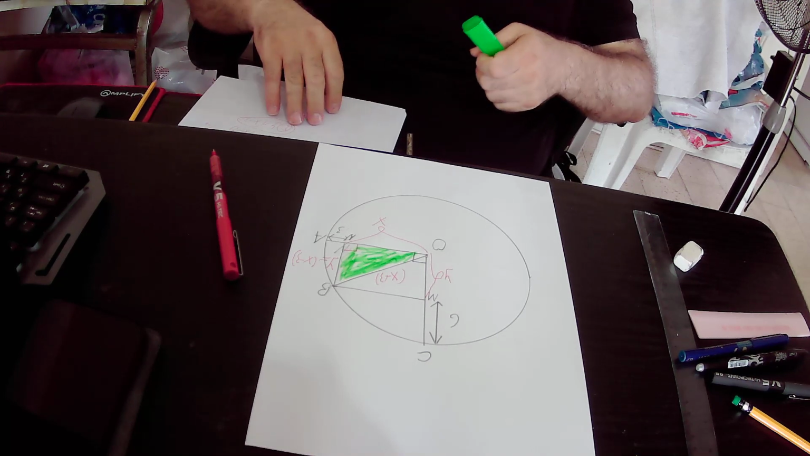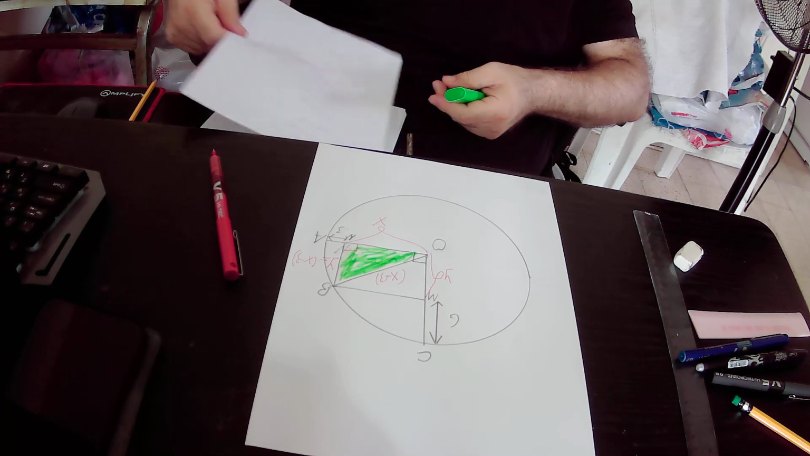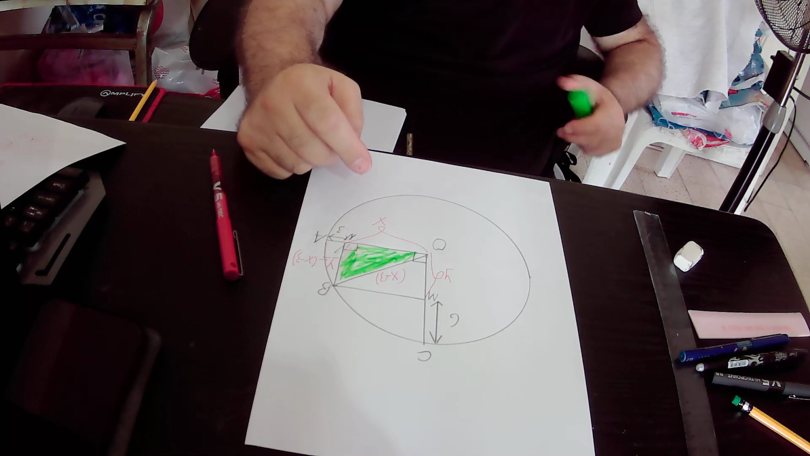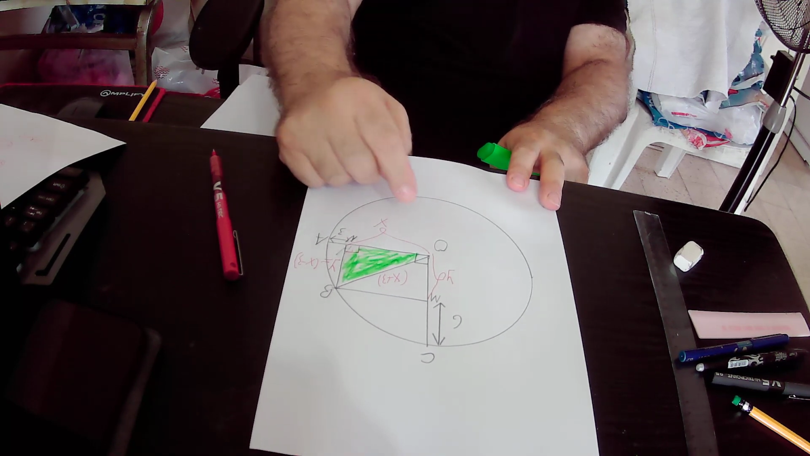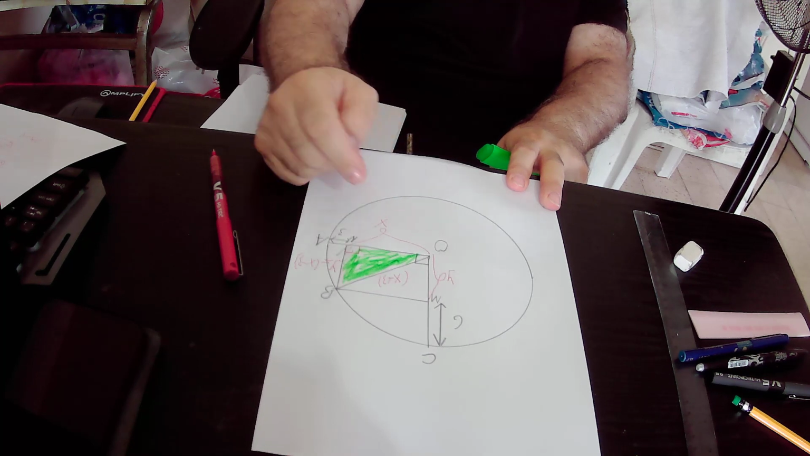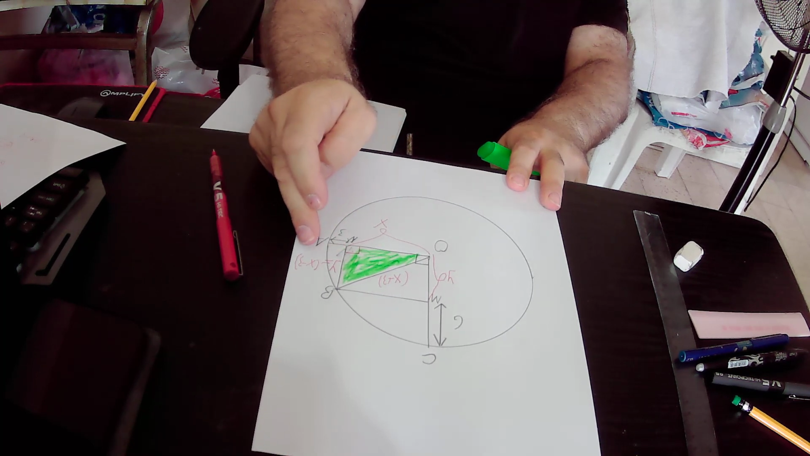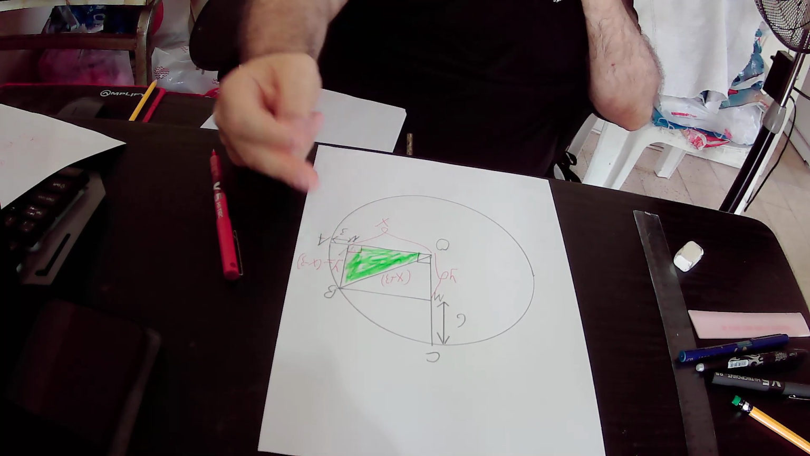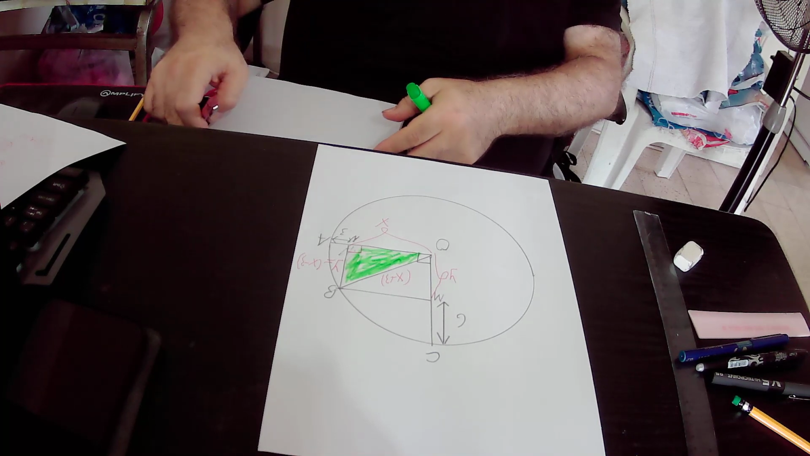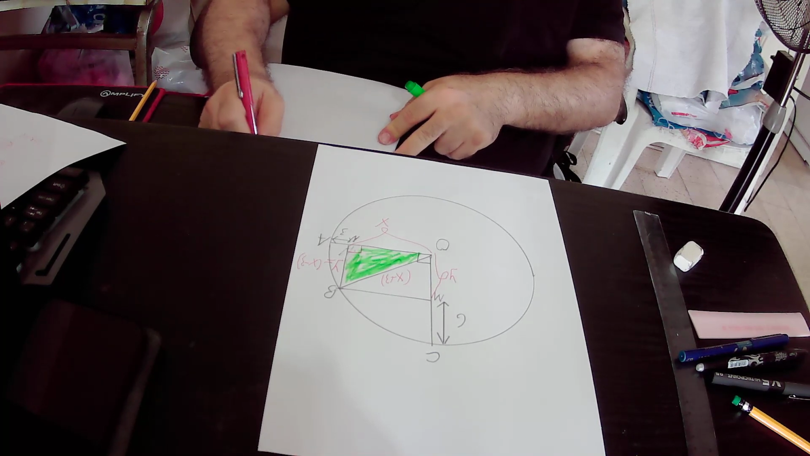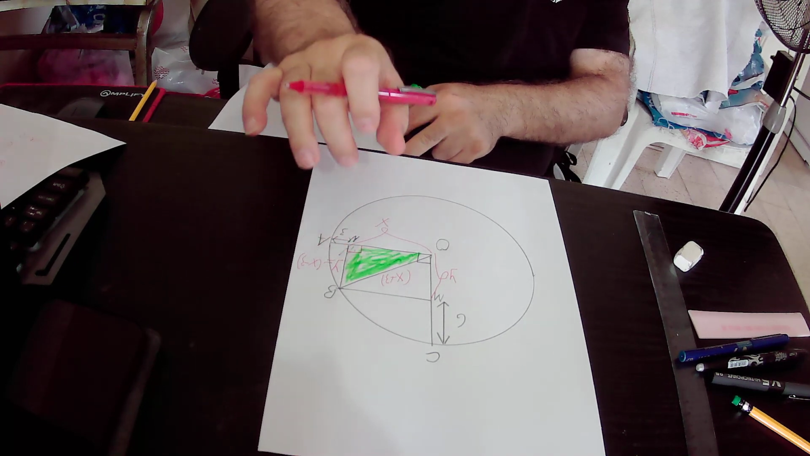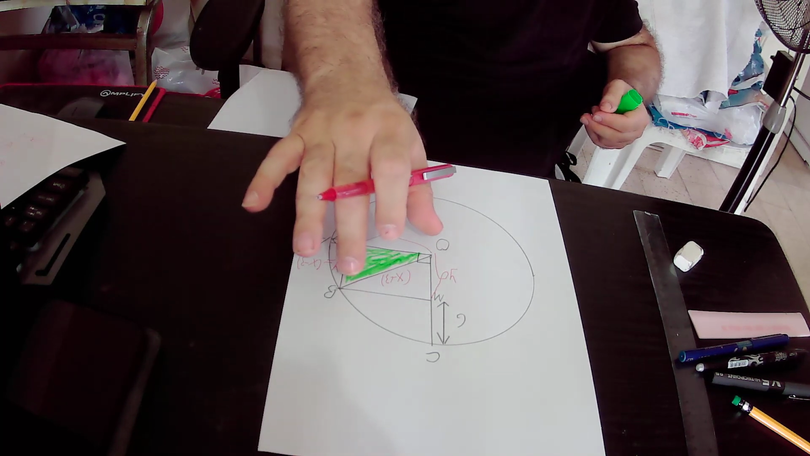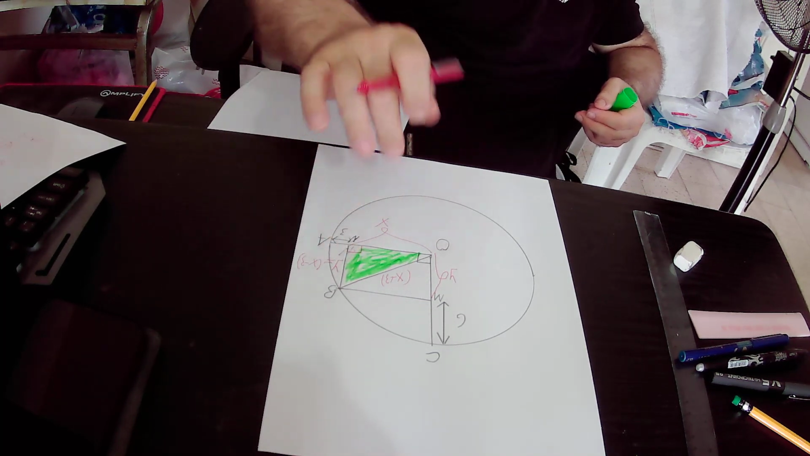Actually we can use the Pythagorean theorem in order to find out the value of x. The hypotenuse equals x plus 3, this side equals x, and this side equals y, that equals x minus 3. The Pythagorean theorem states that the square of the hypotenuse equals the sum of the squares of the perpendiculars.